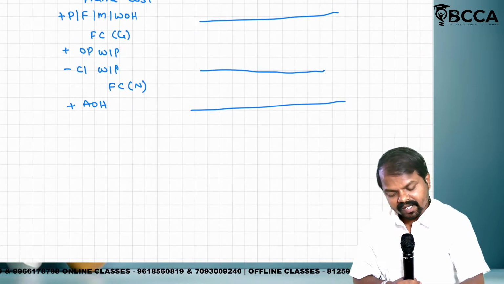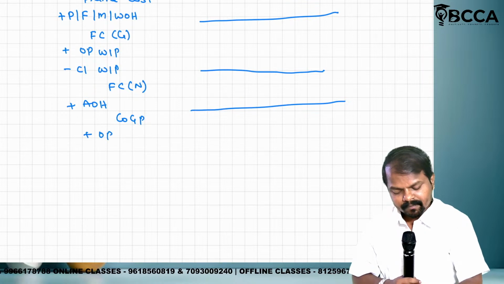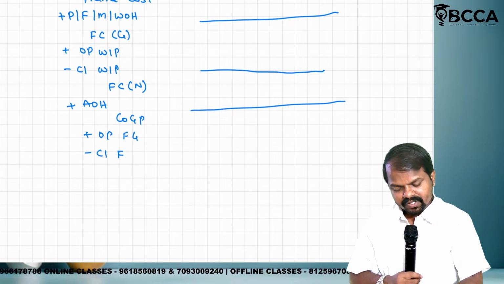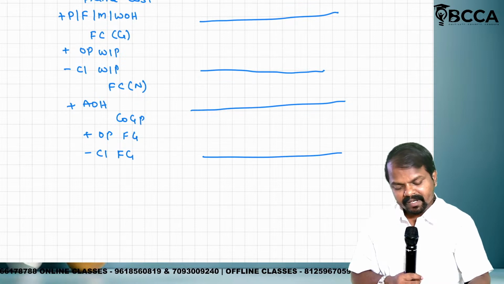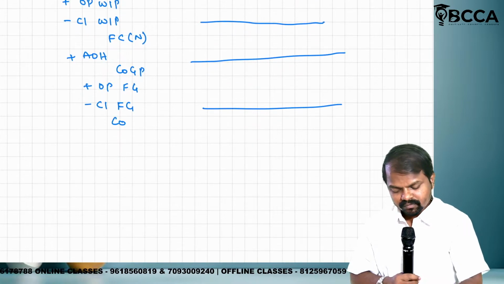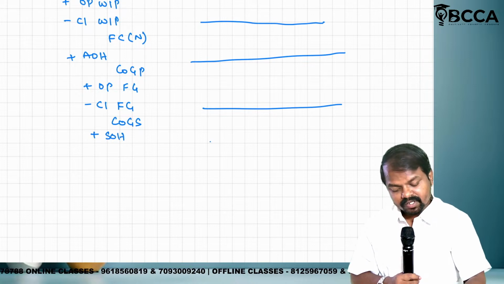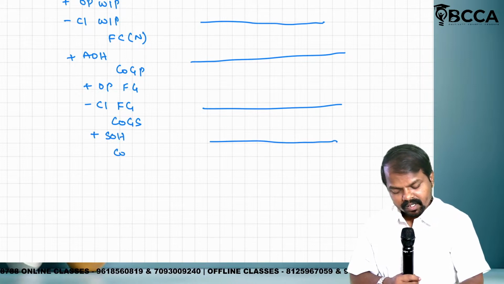Result shall be referred to as cost of goods produced, plus opening stock of finished goods, minus closing stock of finished goods. Result shall be referred to as cost of goods sold, plus SOH. Result shall be referred to as cost of sales or total cost.